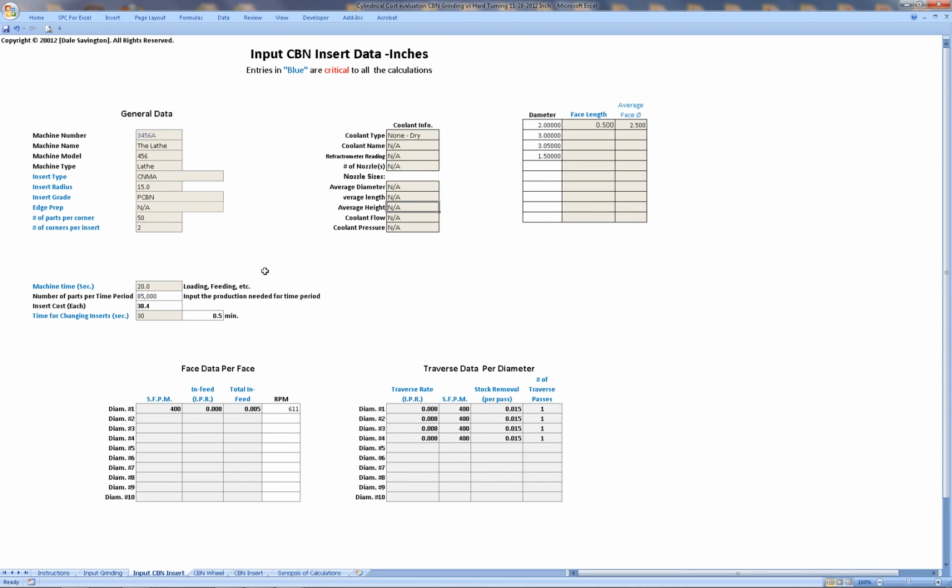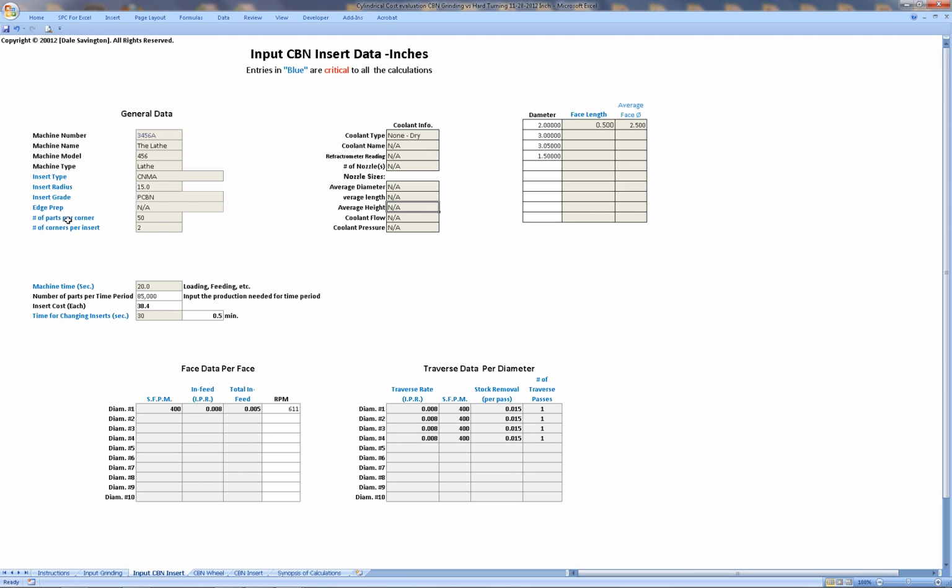Now, again, all the blue fonts are the inputs that are important. The insert type, the insert radius, the insert grade, or insert edge prep, really are not that important for the calculations at all. But they are important if you're looking at another company to supply you a competing insert to compete against the grinding process. So that's why I've entered these in blue.